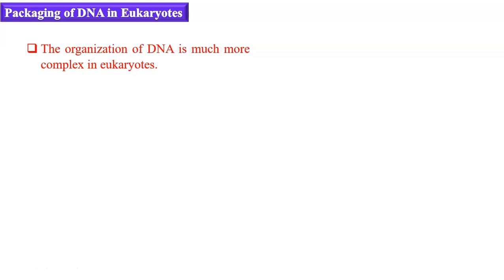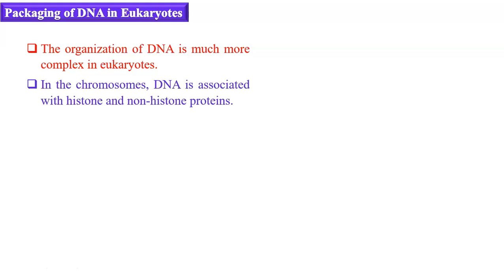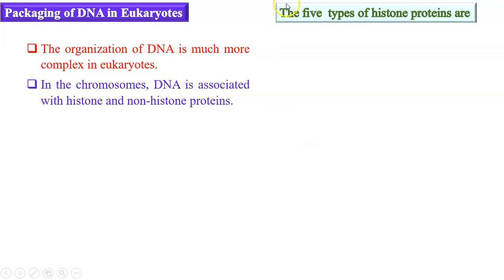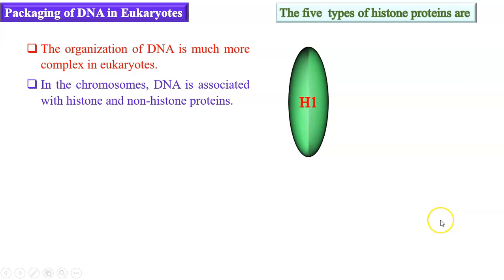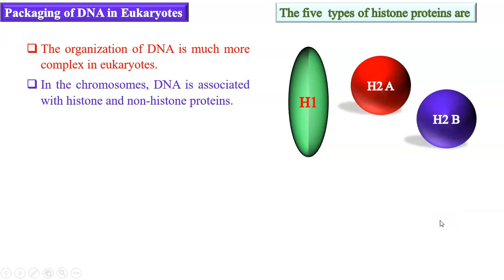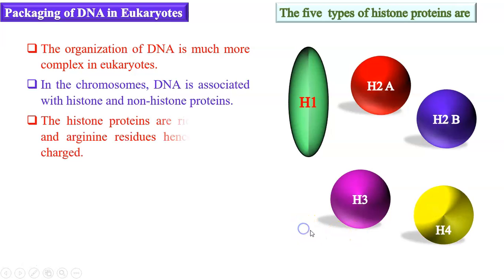The packaging of DNA in eukaryotes is much more complex. Here, the DNA is associated with histone and non-histone proteins. There are 5 different classes of histone proteins. These are H1, H2A, H2B, H3 and H4. These histone proteins are positively charged. It is because these histone proteins are rich in lysine and arginine residues.